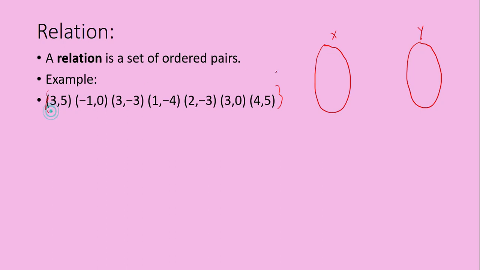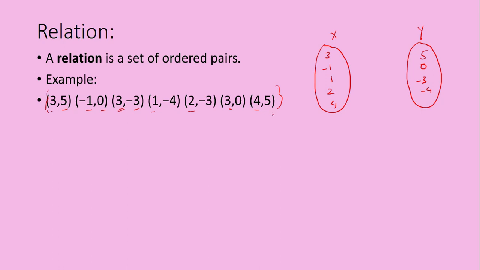Look at this first element. 3 is a part of x, minus 1 is a part of x. Again 3 repeats, so do not write it; then 1, 2, again 3 repeats, and we will write 4. So there are 5 elements in set x. Now collect all the second elements into the set y: 5, 0, minus 3, then minus 4. Again minus 3 repeats, 0 repeats, 5 repeats. So there are 4 elements in y.